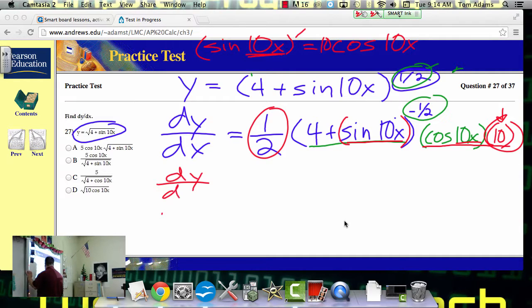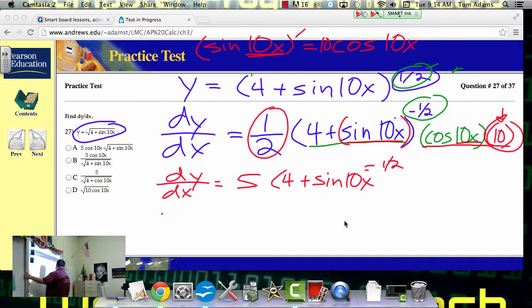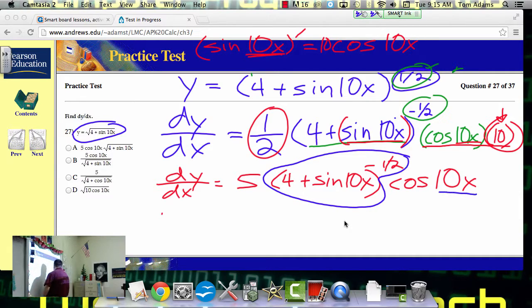dy/dx. Let's clean it up. 5 times 4 plus sine of 10x to the 1/2, times cosine of 10x. Now we want to get rid of this, so in order to do that, I have to write it on the bottom. And then the cosine 10x stays on top.